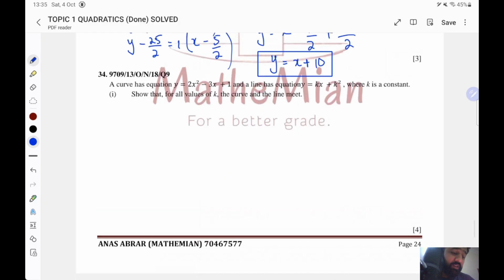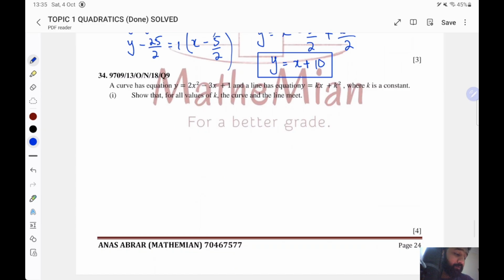Let's move to question number 34, which is October-November 2018, question number 9, paper 1-3. A curve has this equation and the line has this equation. Show that for all values of k, the curve and the line meet. We need to find all the values. So first of all we'll put the y's equal so that we can find the equation of intersection.